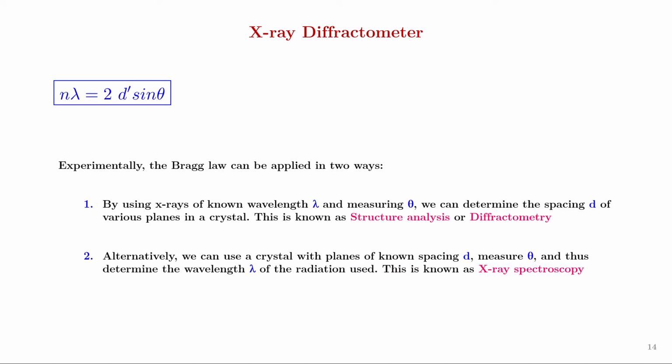Alternatively, we can use a crystal with planes of known spacing d and then measure theta and thus determine the wavelength lambda of the radiation used. This is known as X-ray spectroscopy.